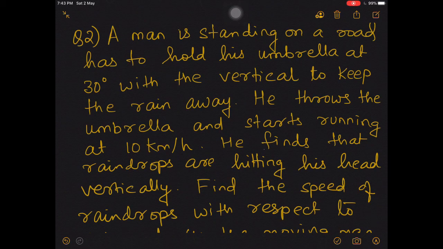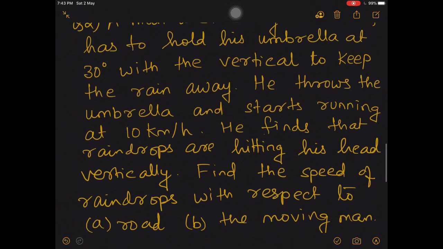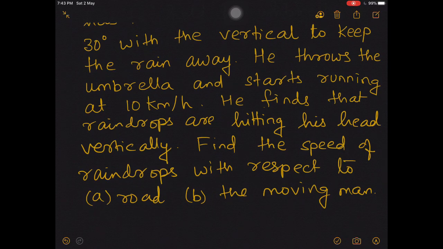Now let us proceed to the second question. It reads as: a man standing on a road has to hold his umbrella at 30 degrees with the vertical to keep the rain away. He throws the umbrella and starts running at 10 km per hour. He finds that raindrops are hitting his head vertically. Find the speed of raindrops with respect to the road, number 1, and with respect to the moving man, number 2.